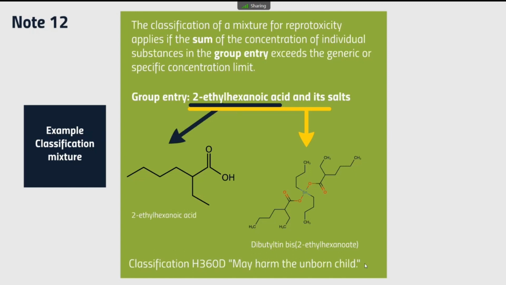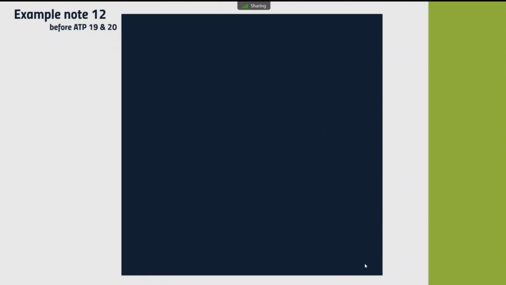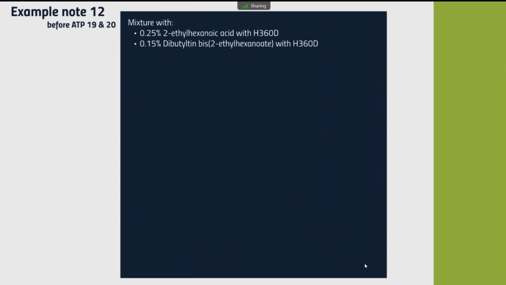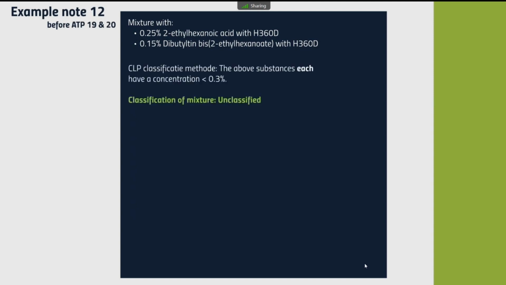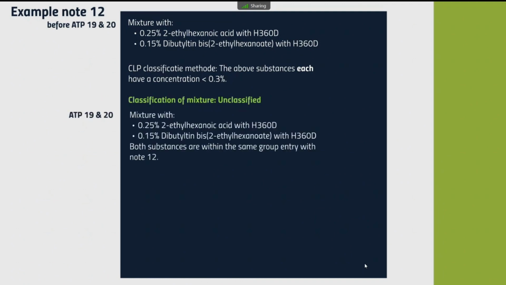And the classification for this group entry is H360D, so may harm the unborn child. So we're going to look at an example again. Before ATP 19 and 20, if we would have a mixture with these two substances, we see that the above substances each have a concentration below 0.3%. And that means that the classification of the mixture remains unclassified.